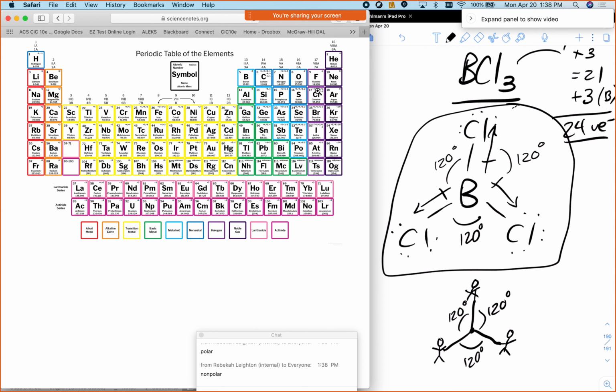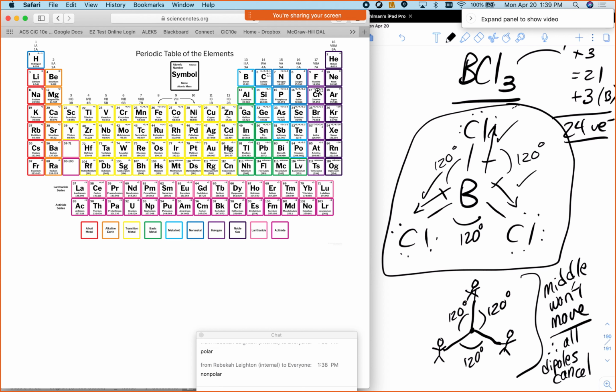Yep, I'm seeing one person is saying it's nonpolar. That means the middle won't move. In other words, all the dipoles cancel. All those three will cancel, and we have a nonpolar molecule.